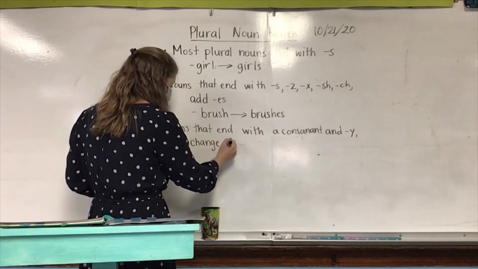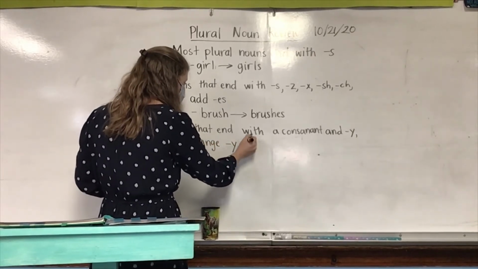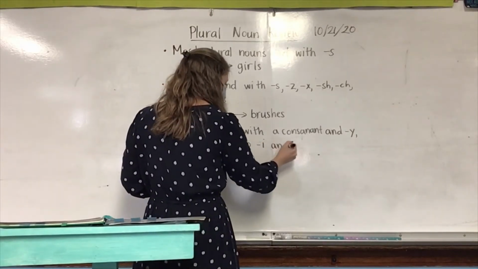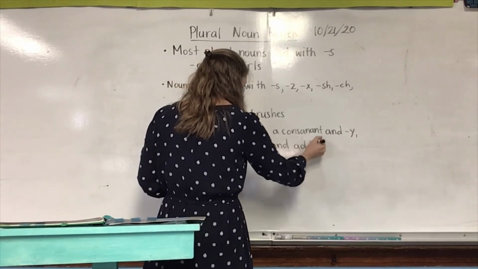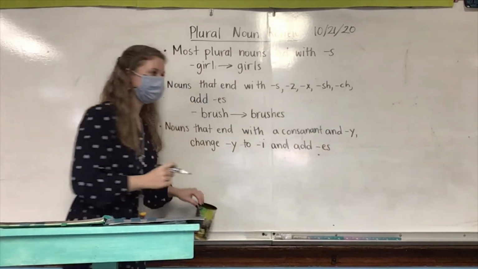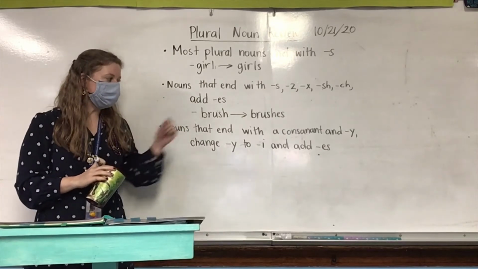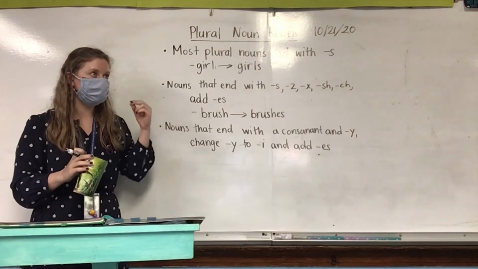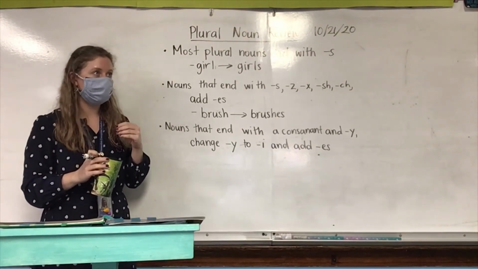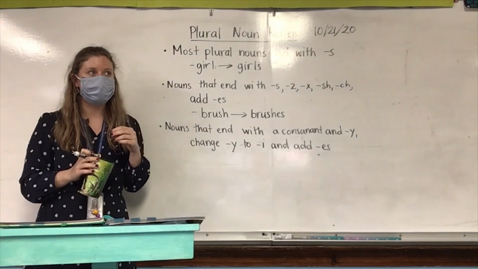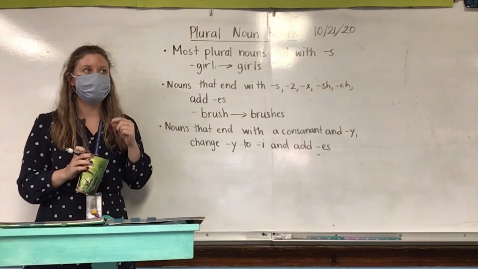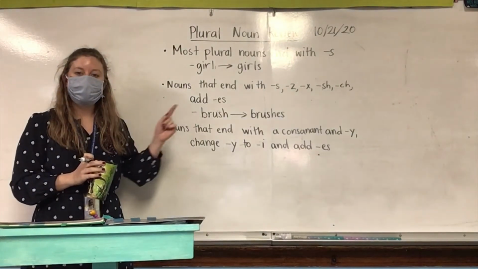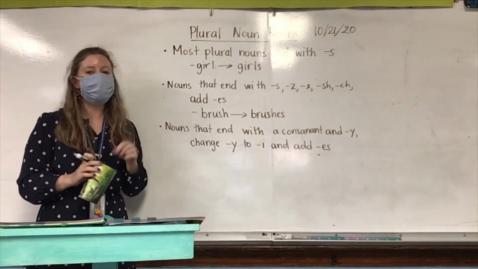Good. Change the Y to the letter I and add ES. So a noun that ends with a consonant, remember those are letters other than vowels. So that's A, B, C, D, F, G, H, J, K, L, M, N, P, Q, R, S, T, V, W, X, Z. If it ends with one of those letters, then Y, change the Y to an I and add ES.